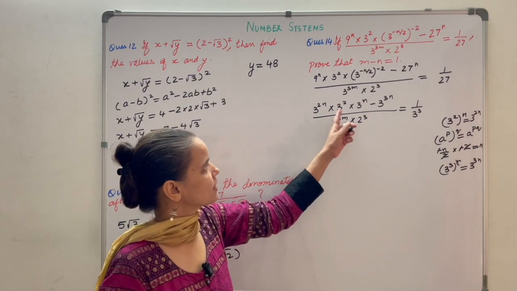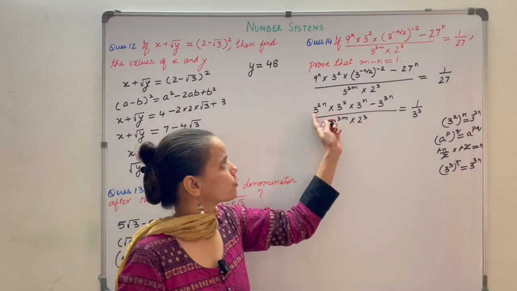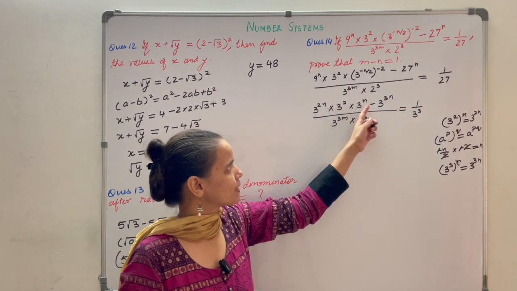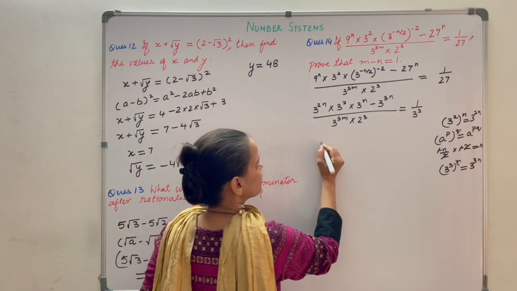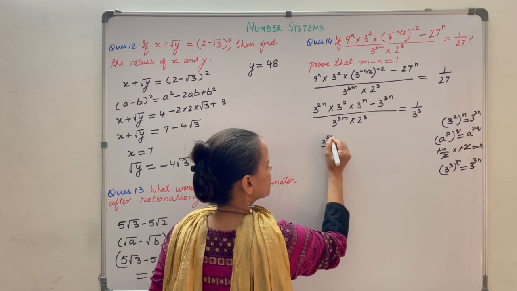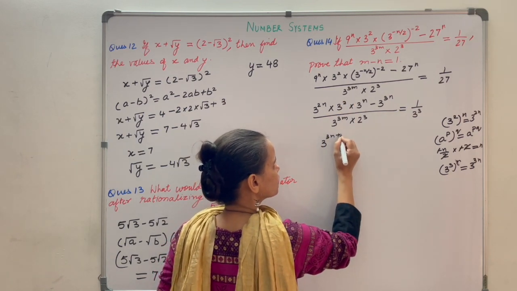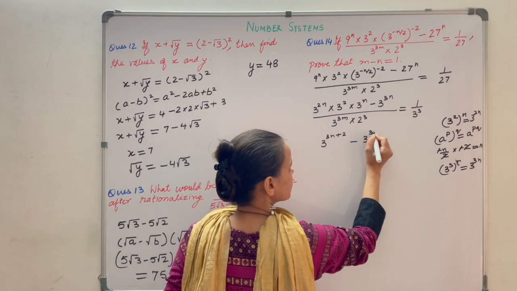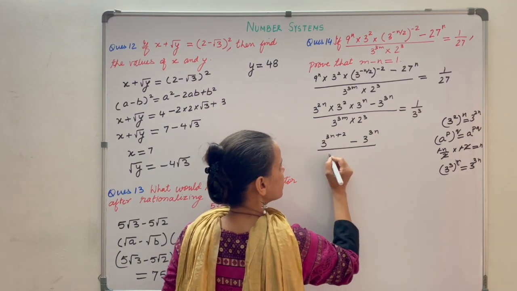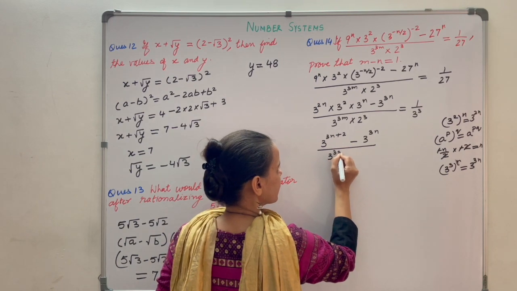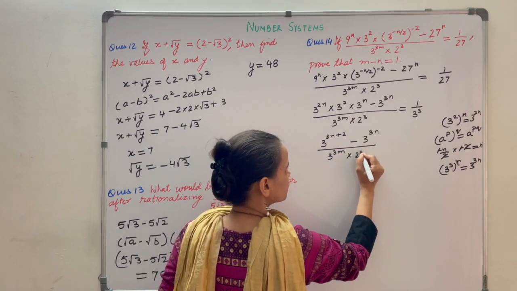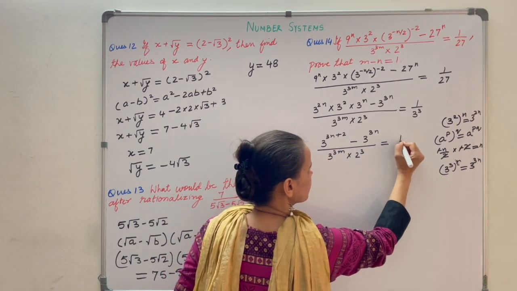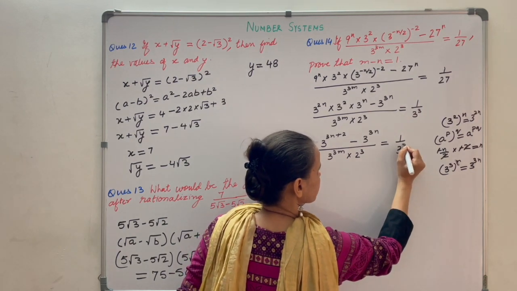So here you can see that the bases are same. So we can add the powers. So 2n plus n will give you 3n. So here you have 3 raised to power 3n plus 2 minus 3 raised to power 3n divided by 3 raised to power 3m into 2 cube. This is equal to 1 upon 3 cube.